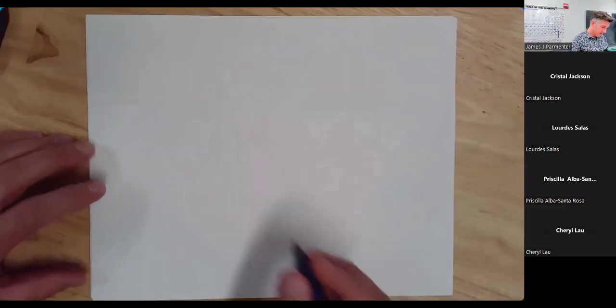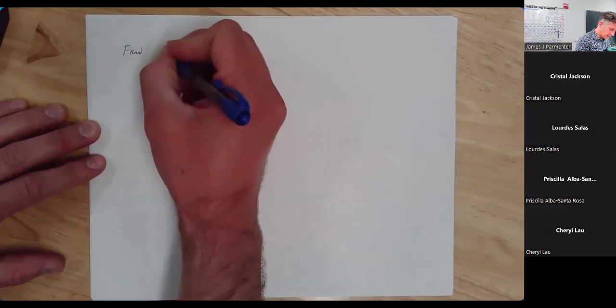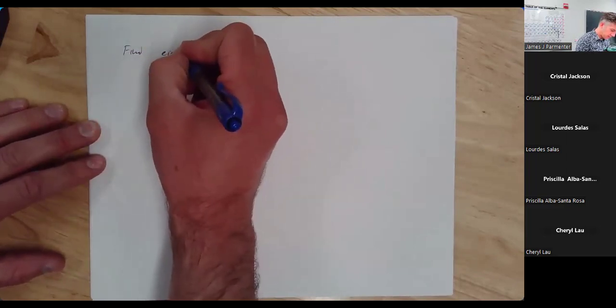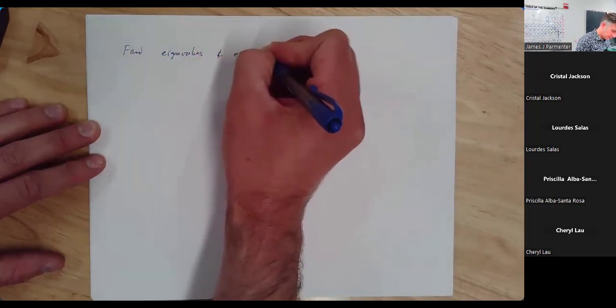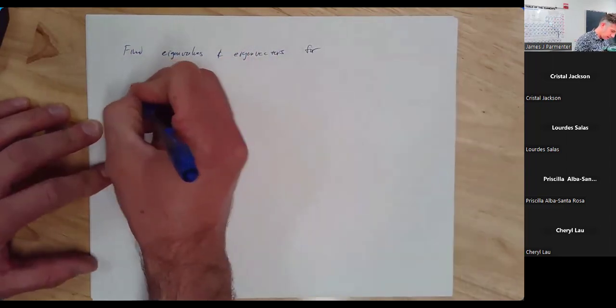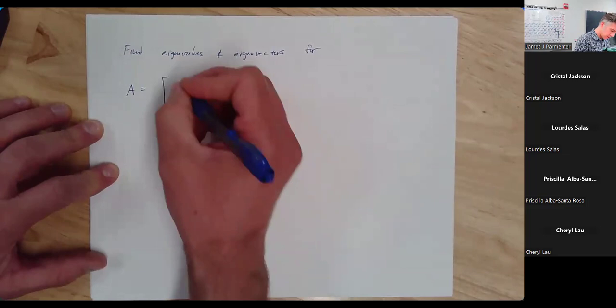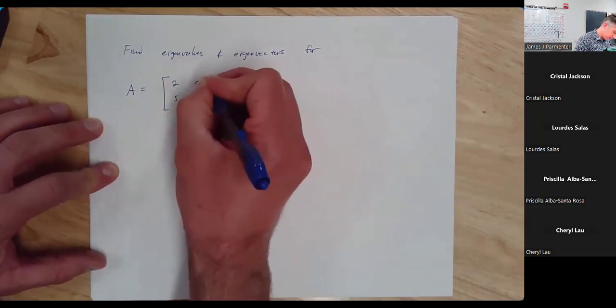Okay, cool. Let's look at an example that's kind of funky, but perfectly fine. So let's say we want to find the eigenvalues and eigenvectors for the following matrix. A equal to, sure, 2, 0, 5, -3.